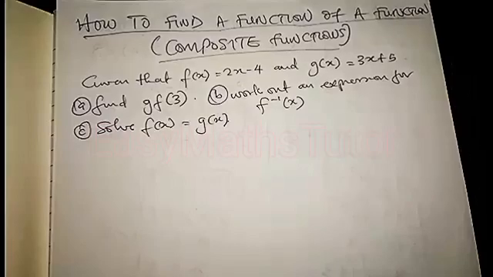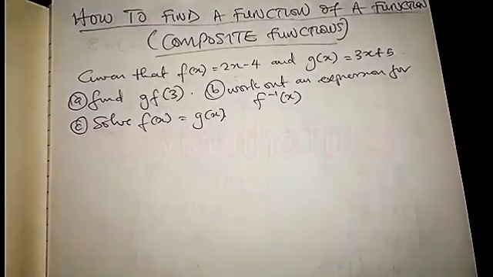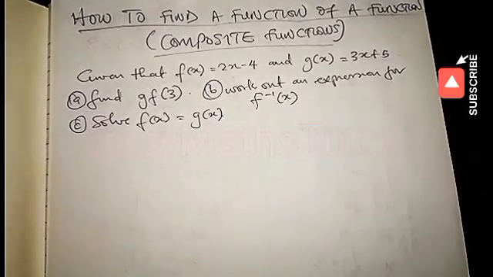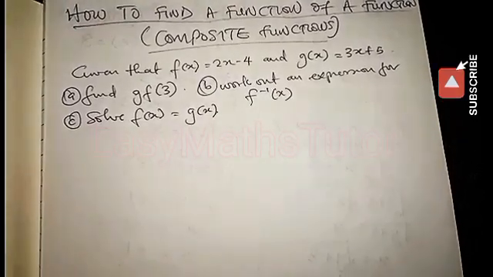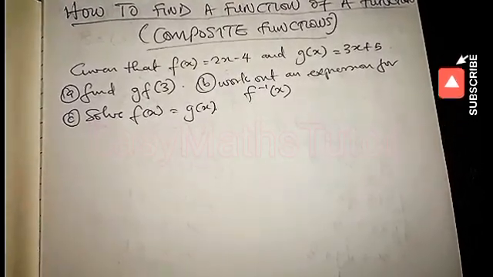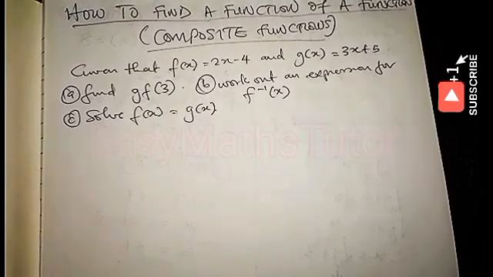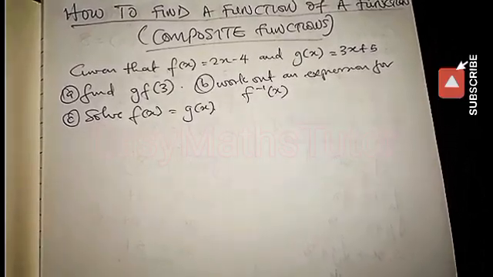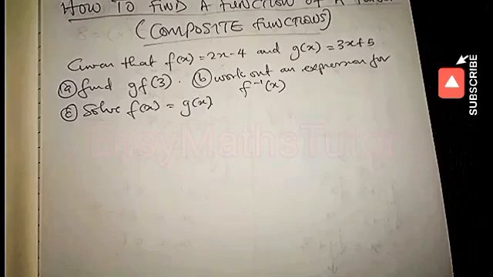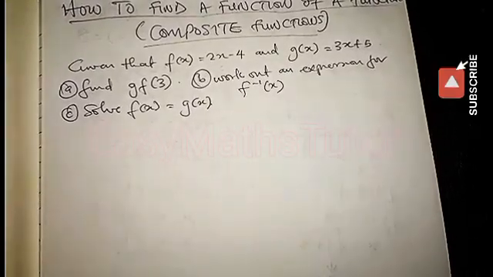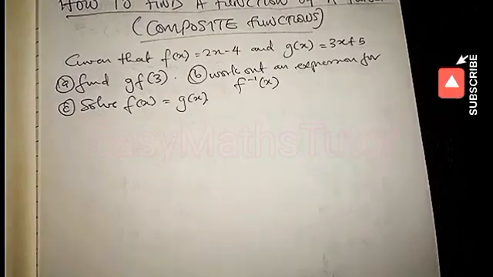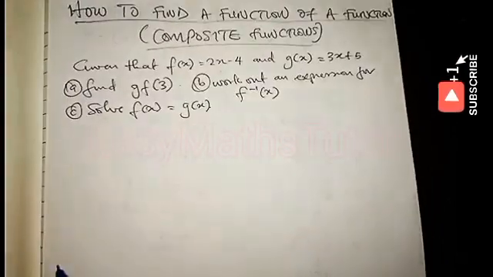Today we're going to study how to find a function of a function, or how to solve composite functions. The question is: given that f of x is equal to 2x minus 4 and g of x is equal to 3x plus 5, A. Find g of f of 3. B. Work out an expression for the inverse function of f of x. And 3. Solve f of x equal to g of x.